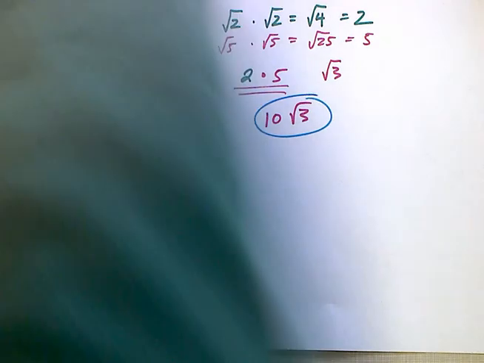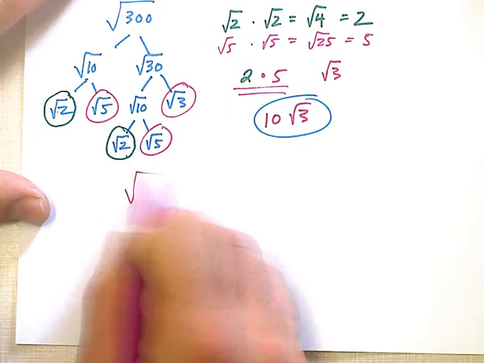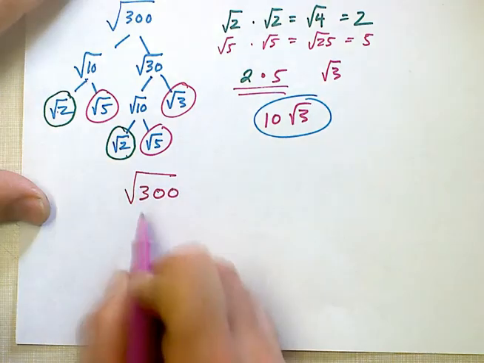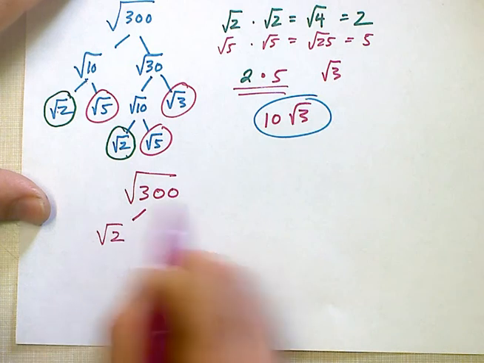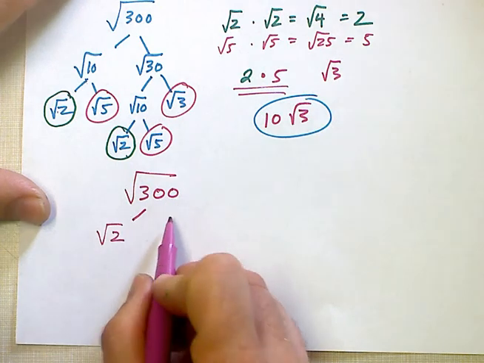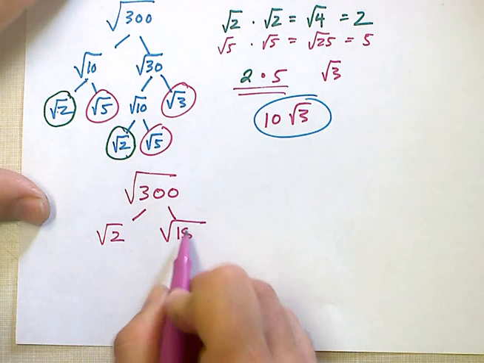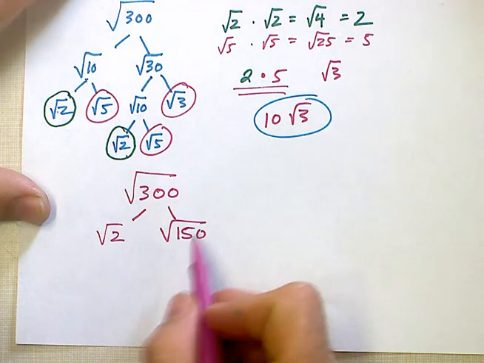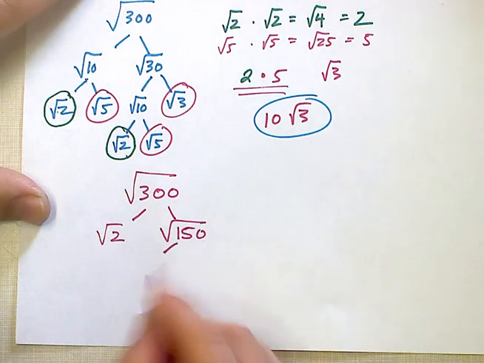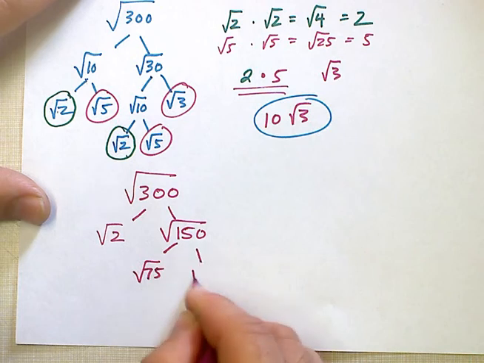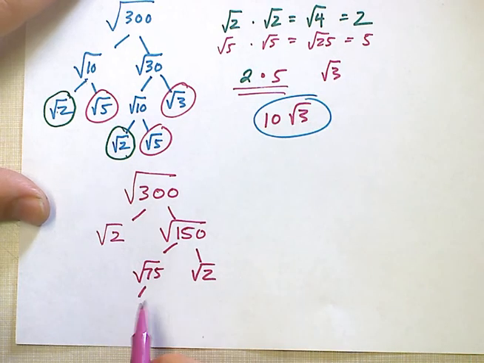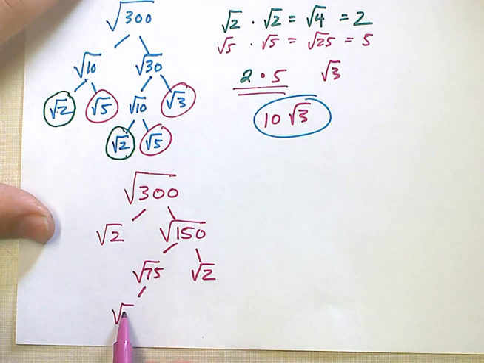So I could actually use two totally different numbers, like a 2. Anytime you have an even number, you know you could break it down with a 2. The 2 and the 150. Okay, and the 150 I could break down to a 75 and a 2. And the 75 I could break down to a square root of 25 and a 3.